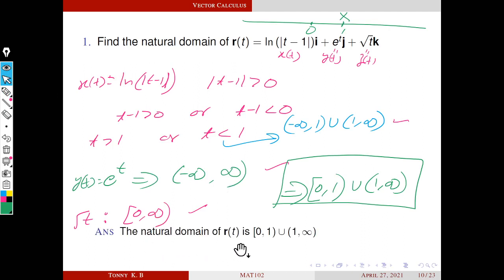So the natural domain of r of t is closed 0, open 1, union open 1, infinity. Okay.